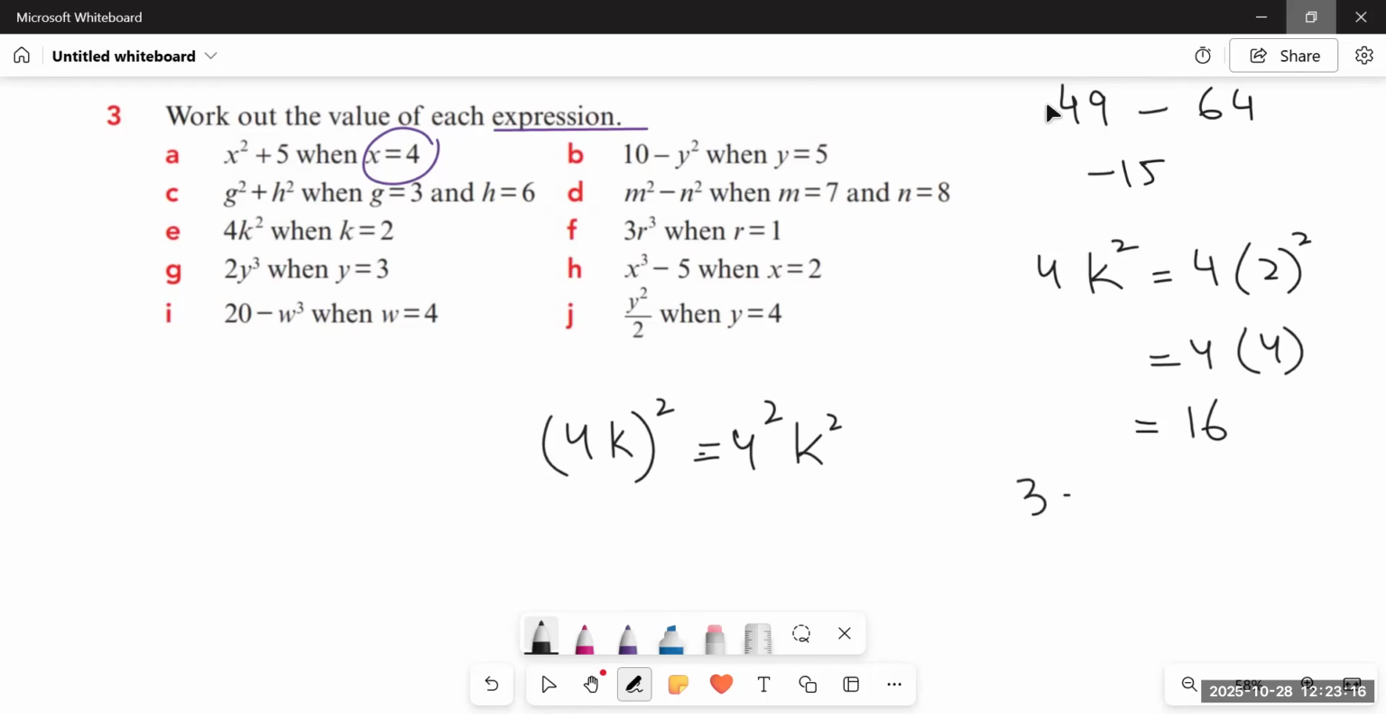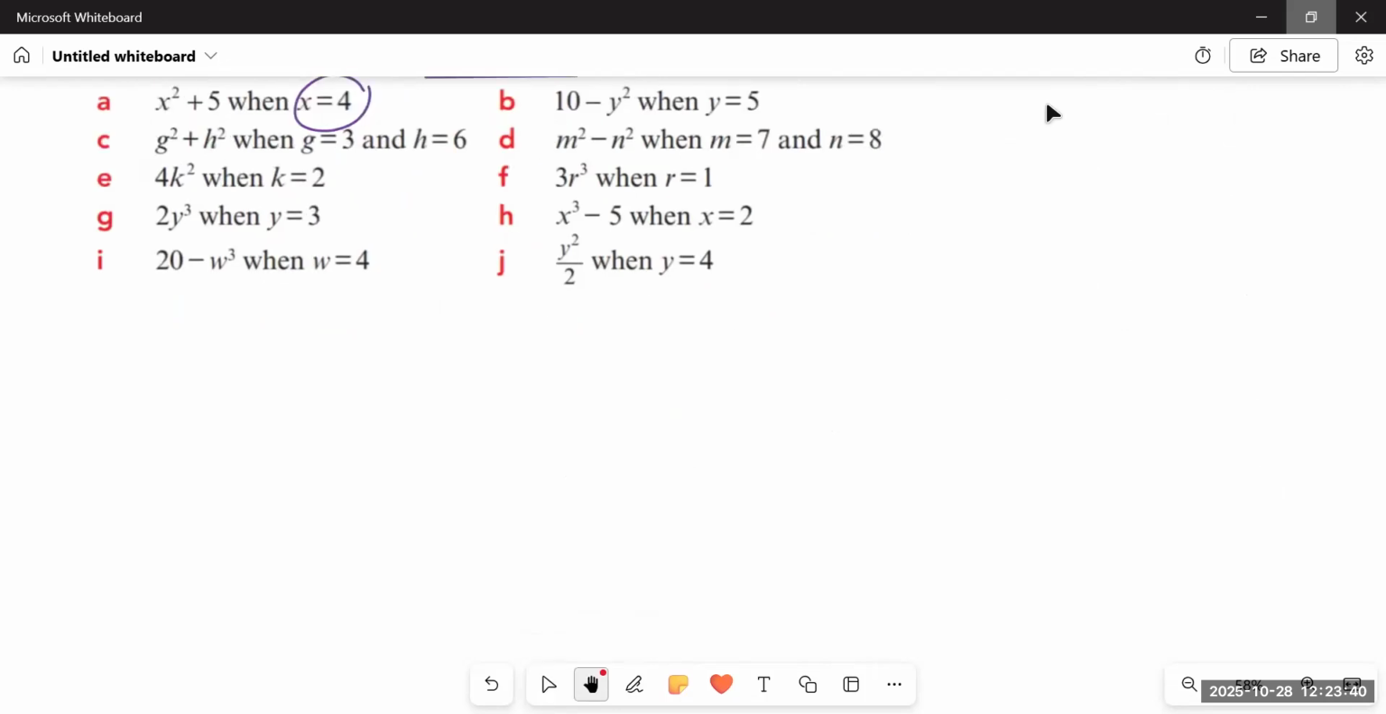Similarly, 3r cube where r is equals to 1. So 3 into 1 cube. It's not 3 into 1 then applying the power, that would be 27. Otherwise, it's 3 into 1 because the cube or square or any other power of 1 would remain 1. So 3 ones are 3 and the answer would be 3.